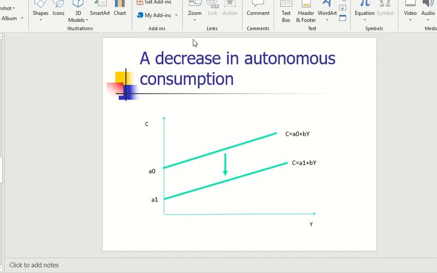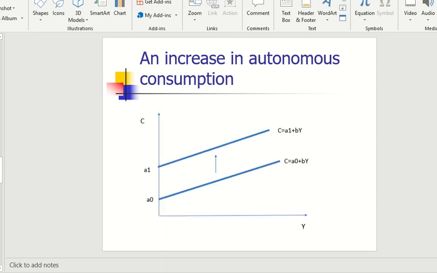In contrast, this is how we illustrate a decrease in autonomous consumption. Suppose initially the autonomous consumption is $50, as you recall. Now we are told that the autonomous consumption is $30. So this whole curve here shifts downward. This is how we illustrate a decrease in autonomous consumption. So what caused these shifts? What caused the autonomous consumption to change?